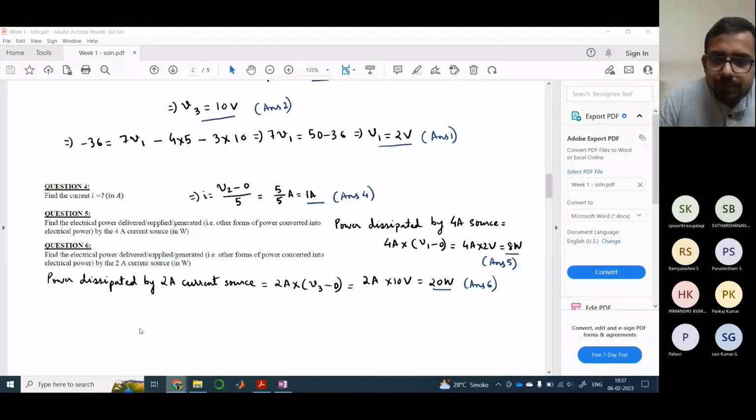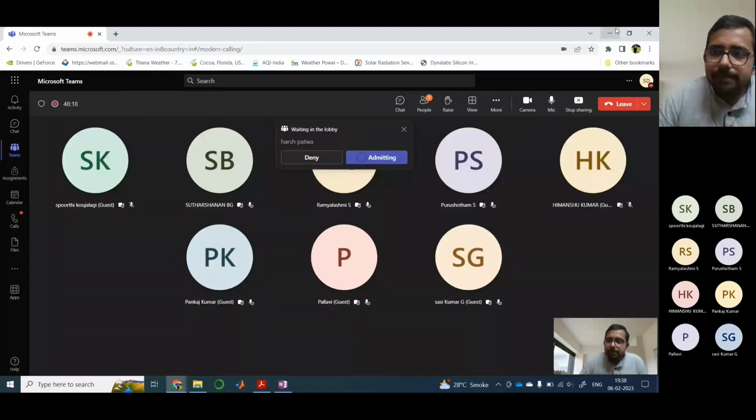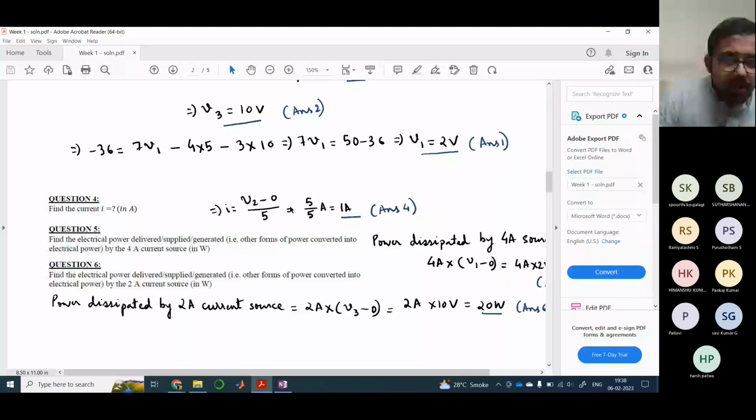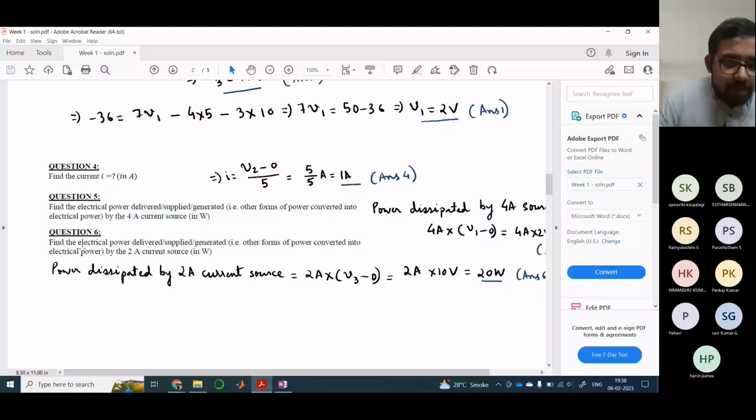One minute. And finally, this is the last question of this part: find the electrical power. Again, this thing.